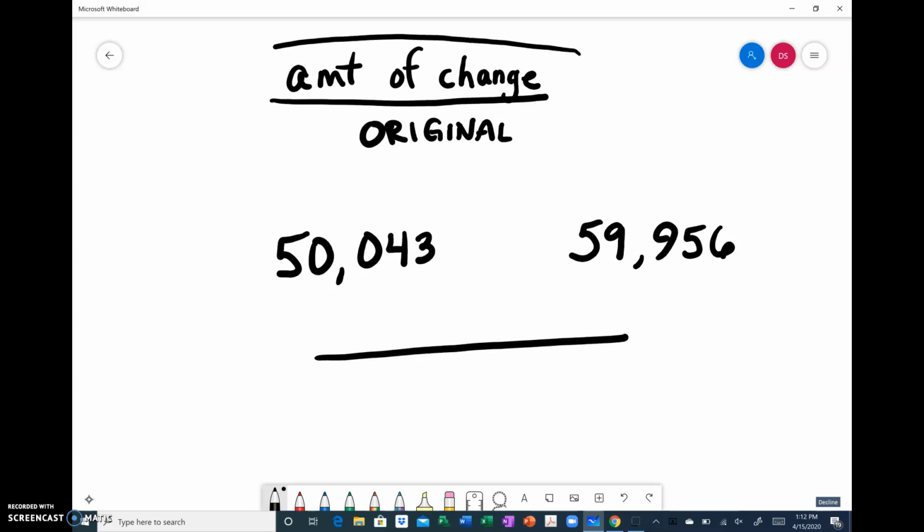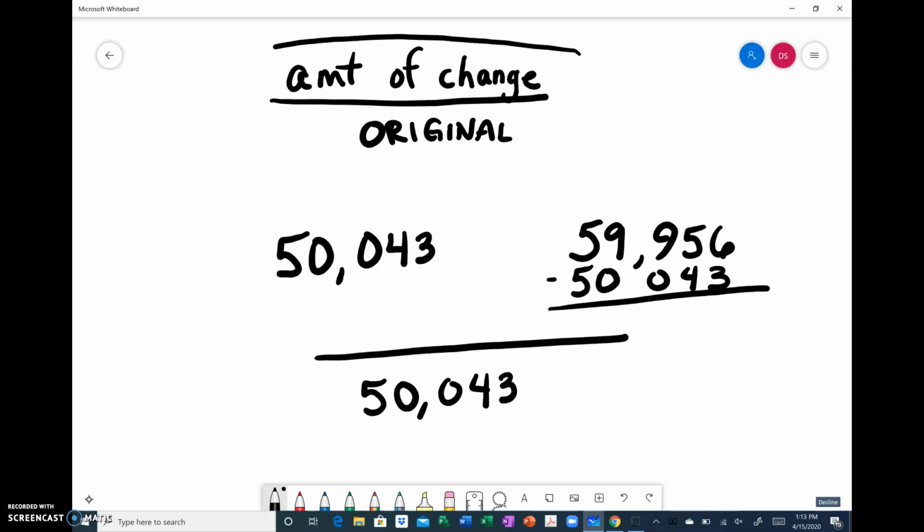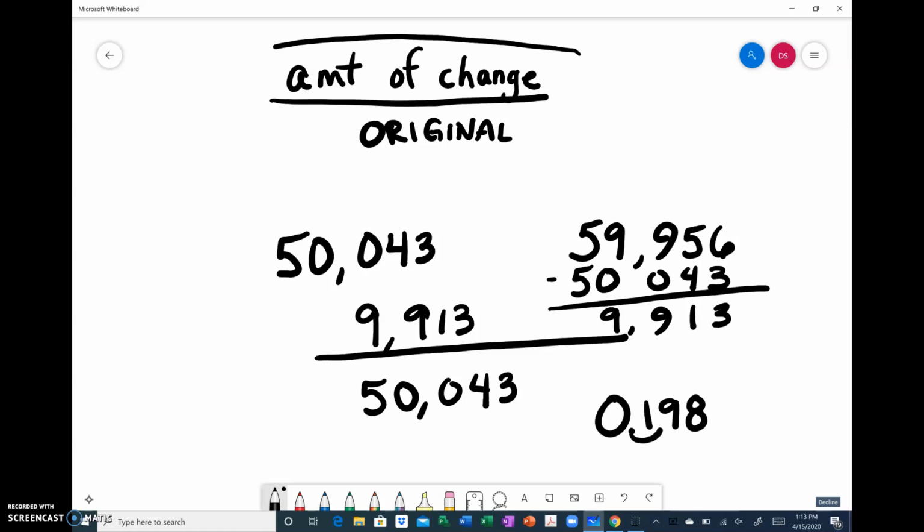So what was our original? 50,043. What is the difference in the two salaries? That's the amount of change that will be on the numerator. 9,913. So into my calculator, I do 9,913 divided by 50,043, and I see a long decimal, but the first three digits are 198. And by the way, I did round.